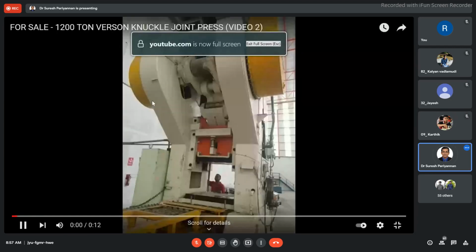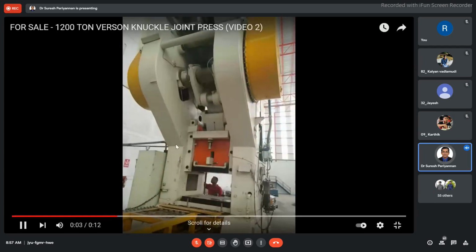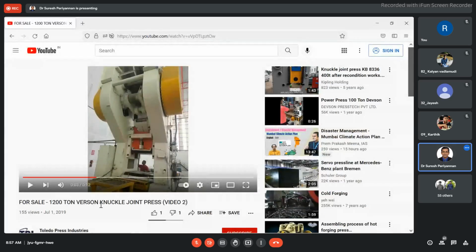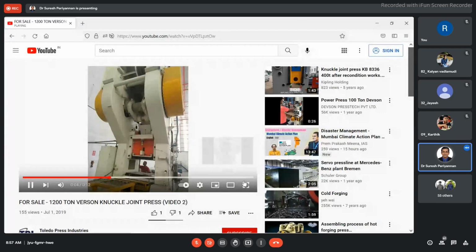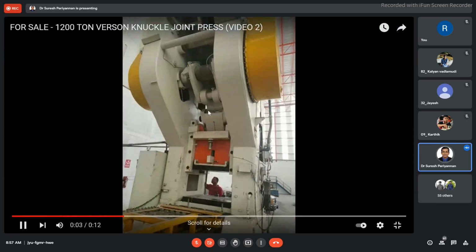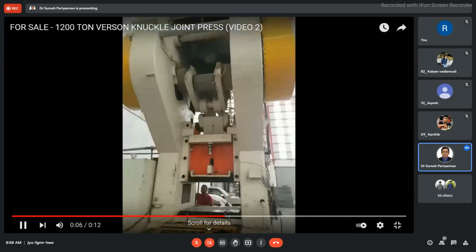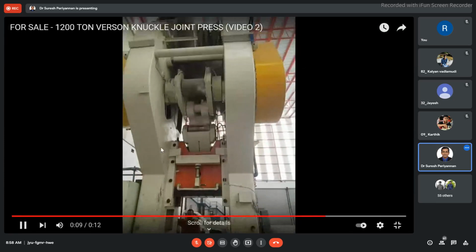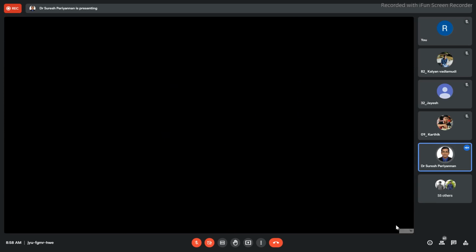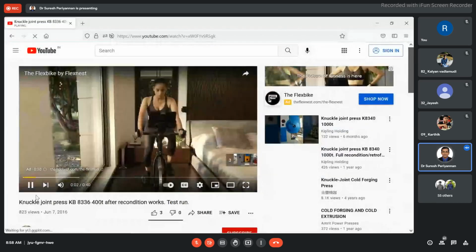Okay, see this. This machine is a 1200 ton press machine. See here, they are using a knuckle joint. There are a lot of applications. I will share you this link. Please go through that. You can get more information about applications of the knuckle joint. Okay.